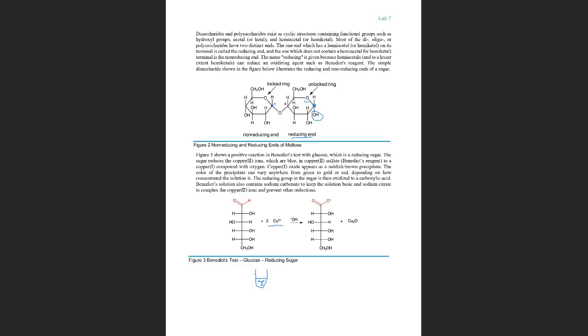And if you look at the reaction, there is a redox reaction. That's why it's called reducing sugar. The copper +2 converts into copper oxide 1, and it changes the color. It gives you a brick red precipitate. This is red.